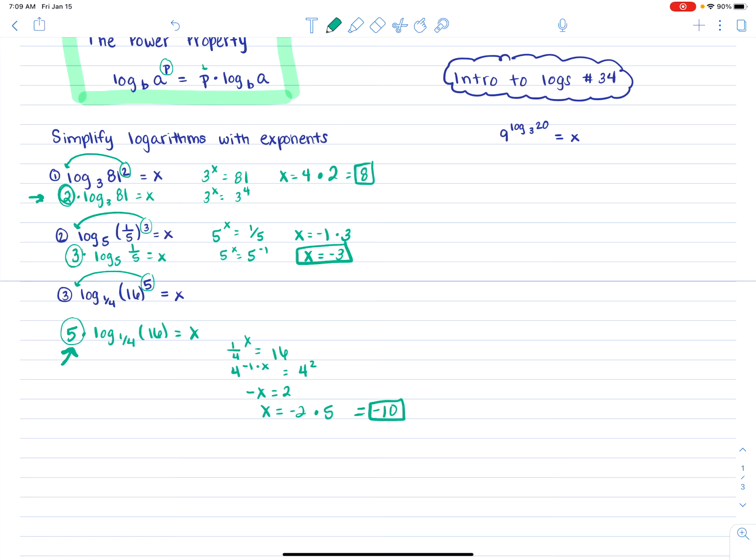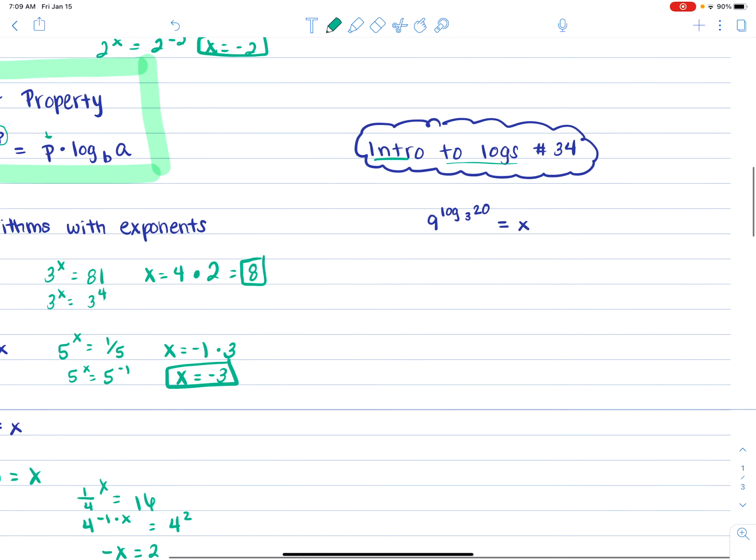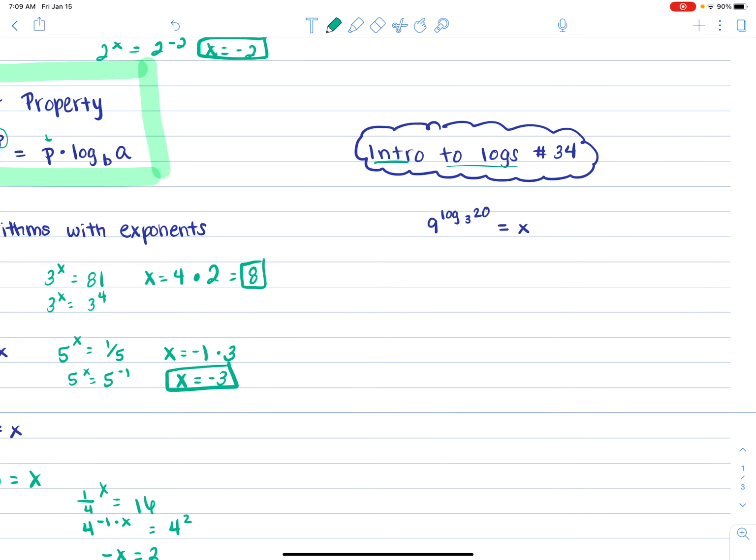Okay, now, here's where the power property can be put into play. We're going to go to that number I told you to skip on your assignment the other day. So in our Intro to Logs assignment, I told you to skip number 34. Some of you tried it, but it still wasn't right.